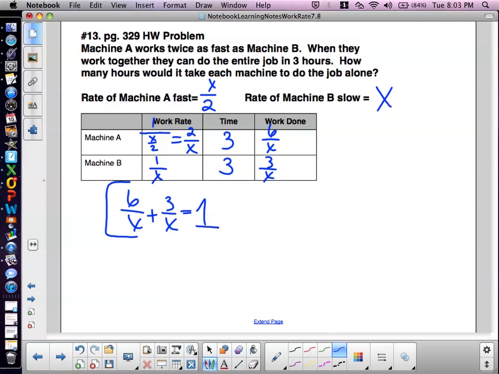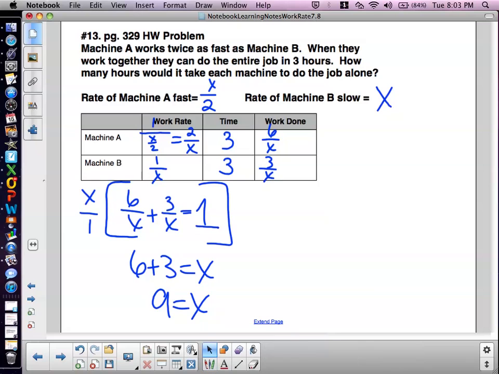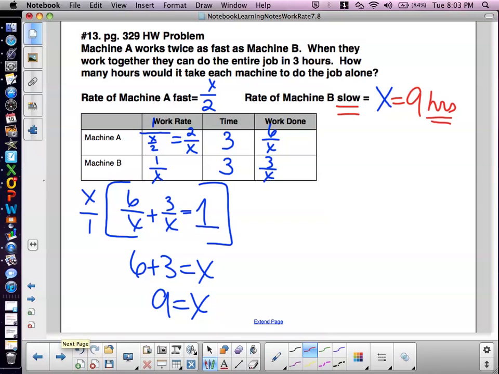Here the LCD is x. So I end up here. And to interpret this, machine B, or the slow machine, would need 9 hours to do the job, which means the fast machine would be 9/2, or 4.5 hours.